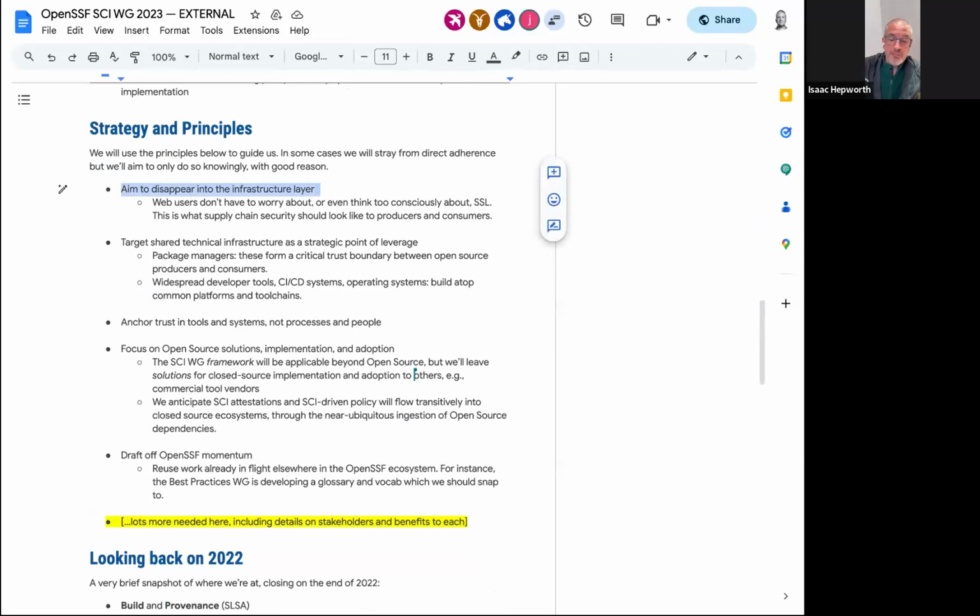But if we make it so that all common tools, CI/CD systems, build systems, policy systems out there already have support for the frameworks we're building, it becomes next to free to adopt for many software producers. Again, it leads to principles like targeting the technical infrastructure as a point of leverage, anchoring trust in tools and systems, not processes and people, and so on.